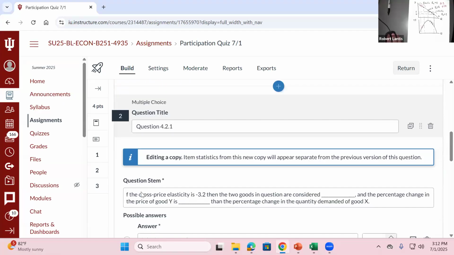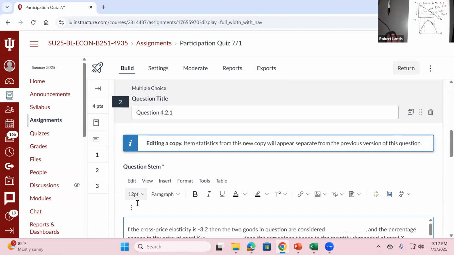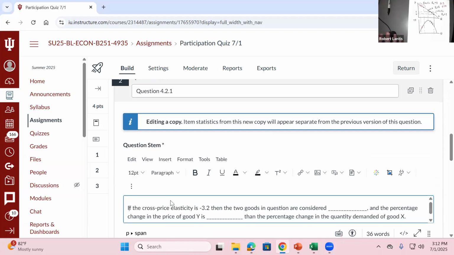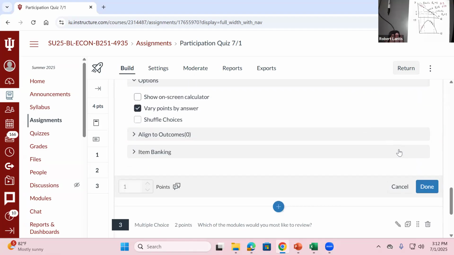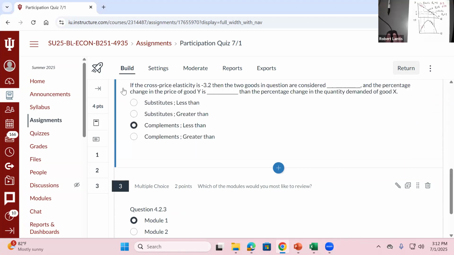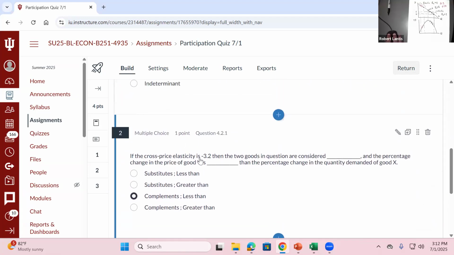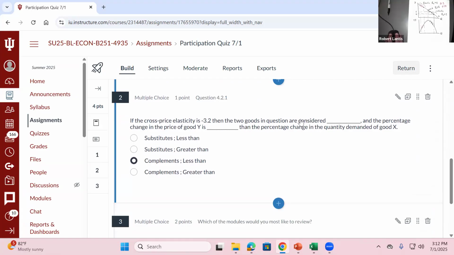Oh, I added a copy here. Oops, just so I have it fixed for anyone else who starts it. So if the cross price elasticity is negative 3.2, then the two goods would be what? Substitutes or complements. And if it's negative 3.2, what's true about the relationship between the percent change in the price of good Y and the percent change in the quantity demanded of good X?